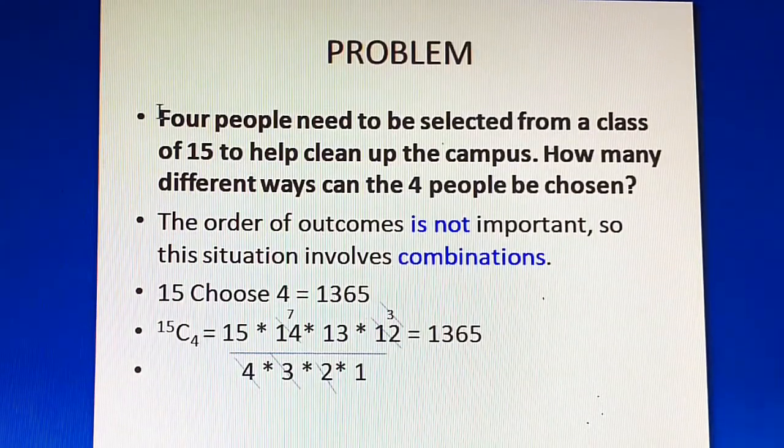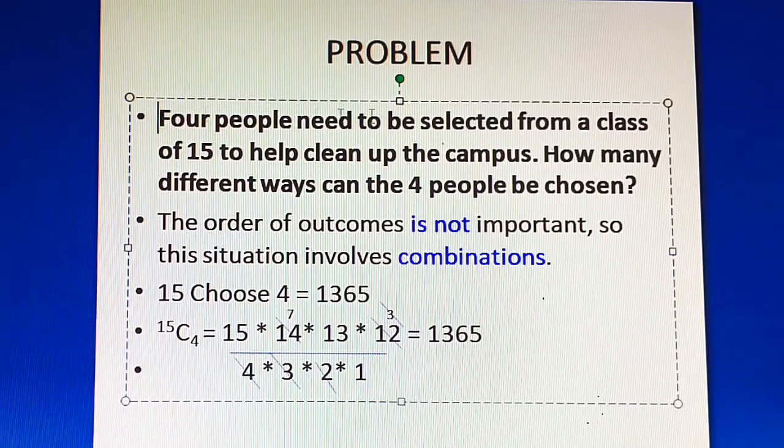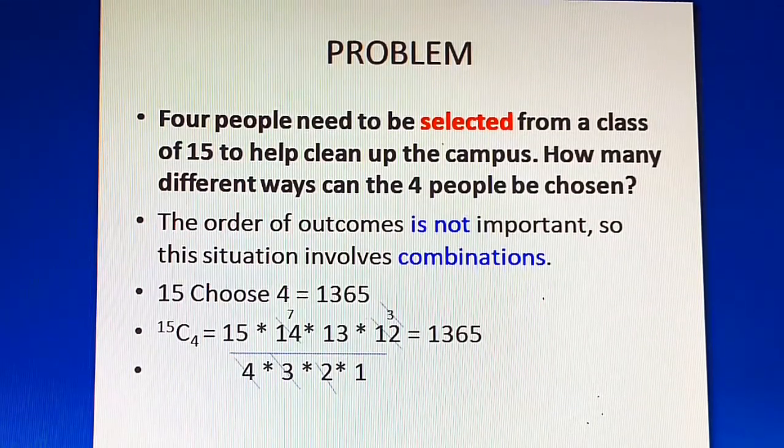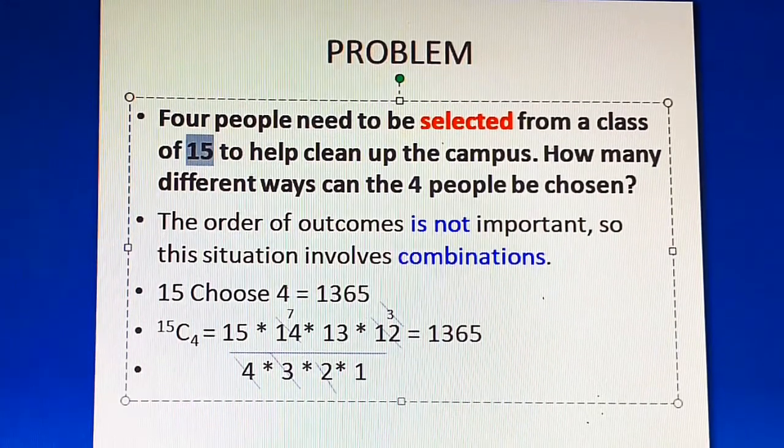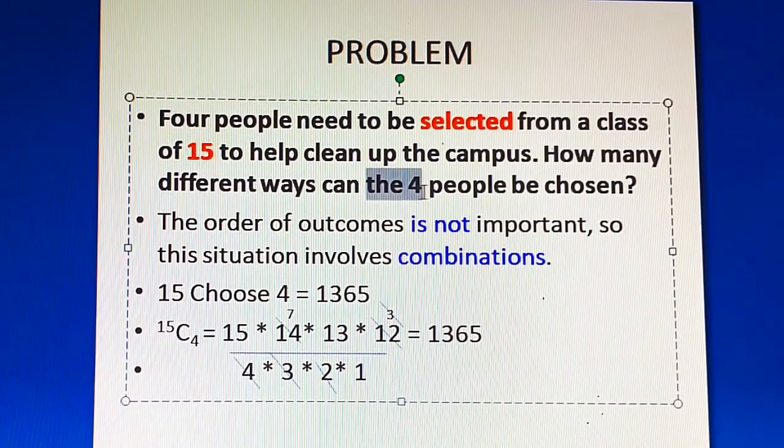Next we'll do an interesting problem. 4 people need to be selected from a class of 15 to help clean up the campus. How many different ways can the 4 people be chosen? Here the very important thing you have to notice is the word selected. Selected means it relates with combination. So out of 15 people, you're going to select 4 persons for campus cleaning.